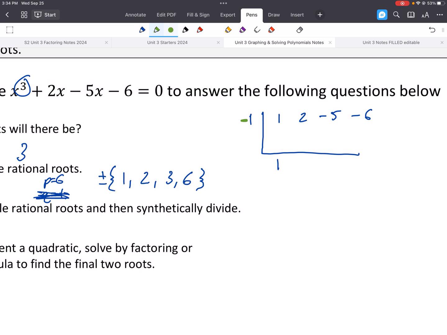So here, let's try again. So -1 times 1 is -1. So we'd add to 1. We'd multiply, add, multiply, add. So here, this is one of our roots. So we could say x is equal to -1. That's one of our roots. Okay, so now we have what's left would be our quadratic. We'd have x squared plus 1x minus 6 is equal to 0.